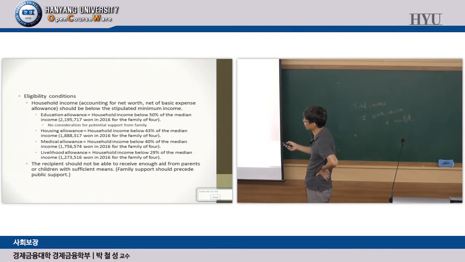So as I said, each allowance has its own threshold. Education allowance: households with income below 50% of the median income will get the education allowance. Housing allowance, 43% of the median income. Medical allowance, 40% of the median income. Livelihood allowance has the lowest threshold, 29% of the median income.